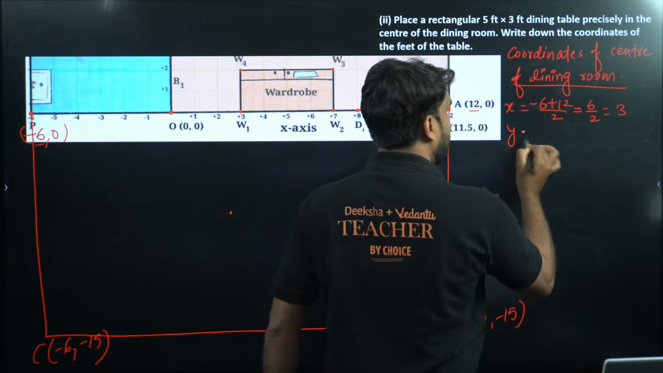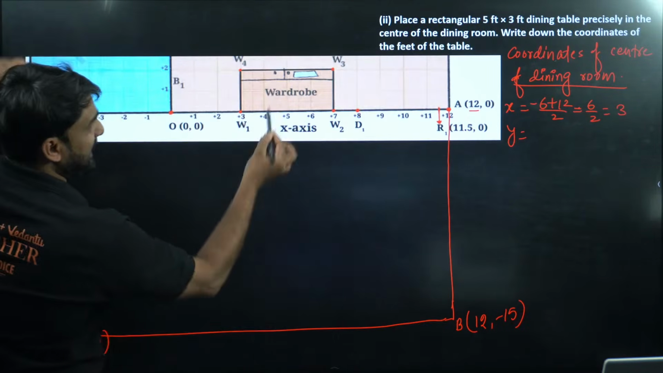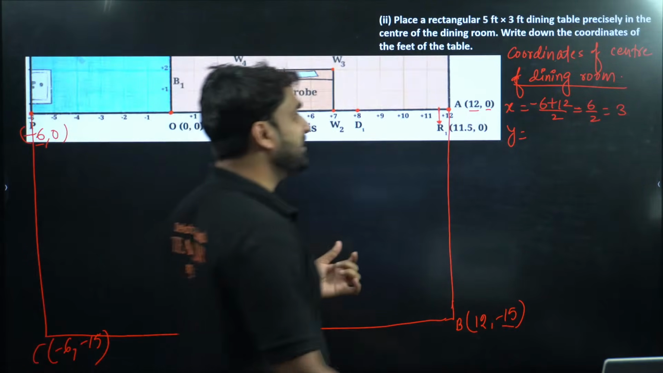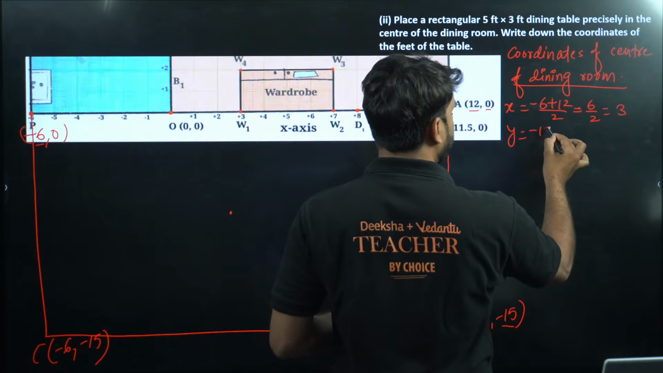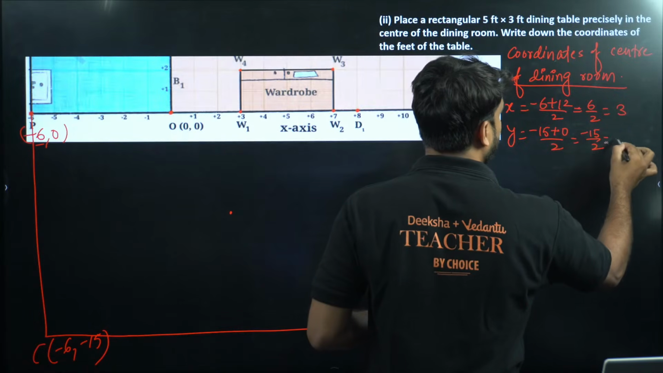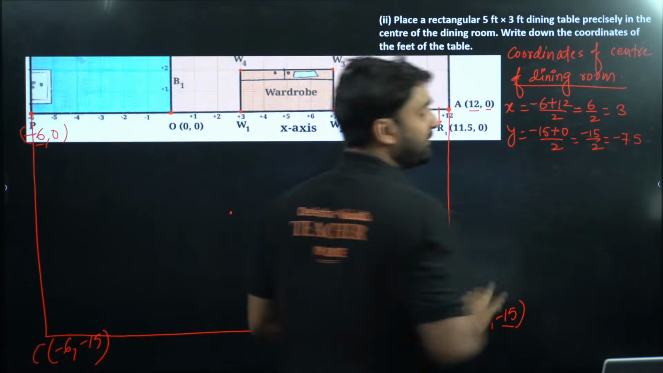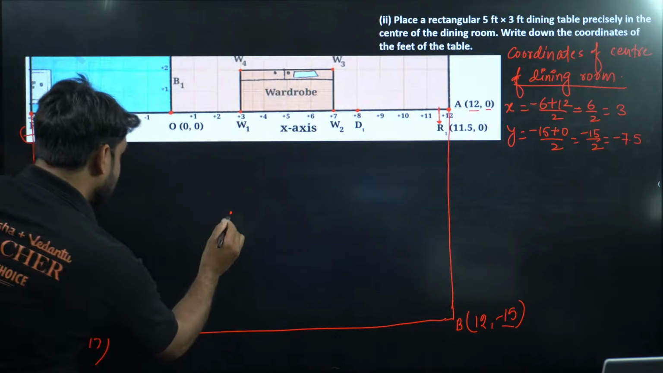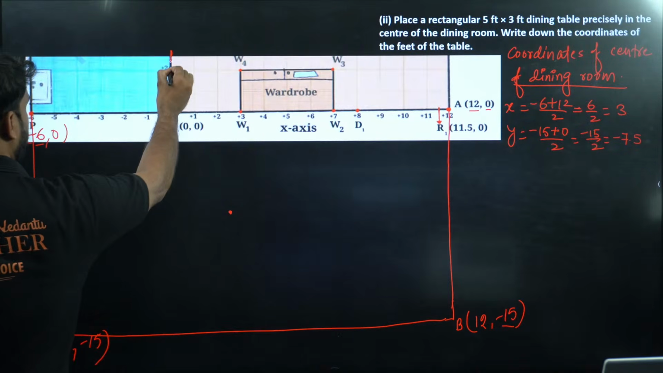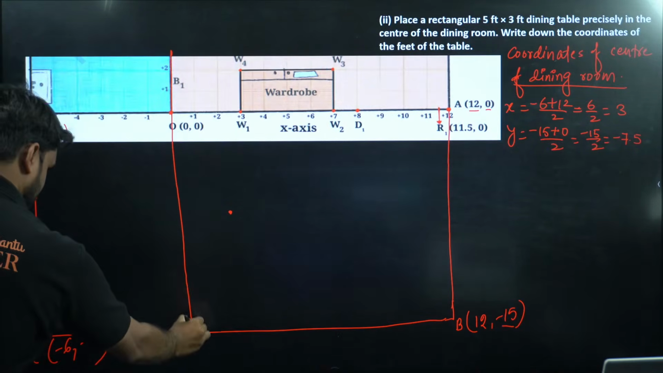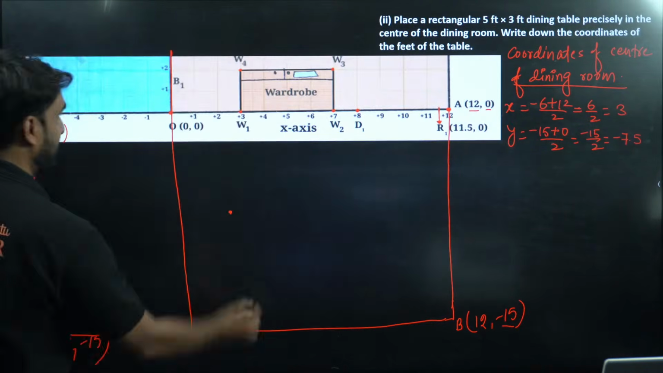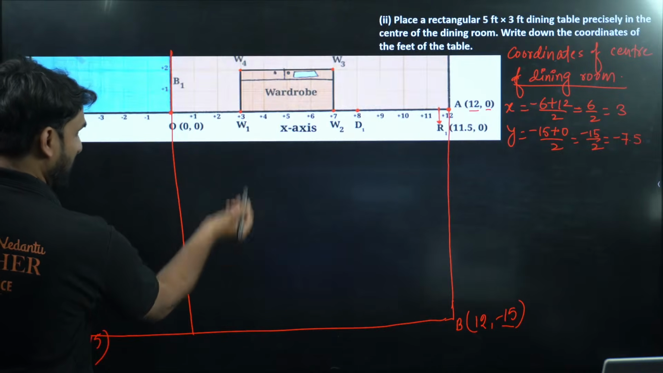Now the y coordinate. For this dining room, this is y coordinate 0 and this is y coordinate minus 15. So what will be the center? Minus 15 plus 0 divided by 2. So this will be minus 15 divided by 2, which is equal to minus 7.5. If we draw the coordinate axes, this is the y coordinate and this is the x coordinate. So this is 3 comma minus 7.5.